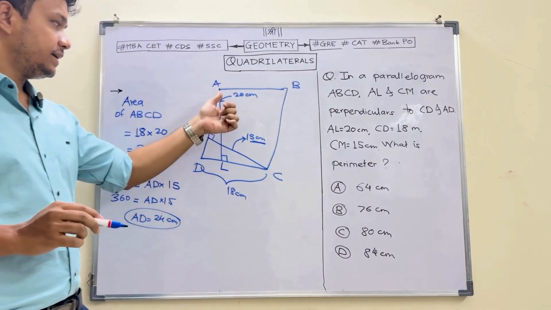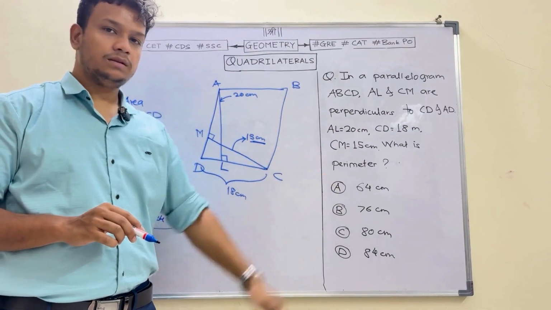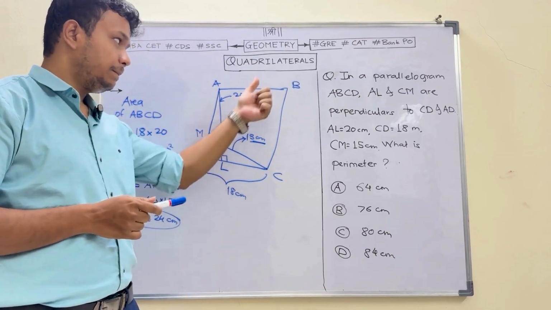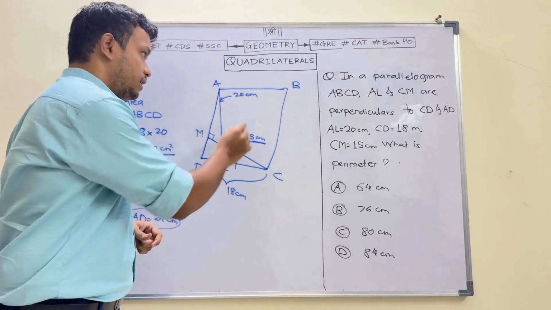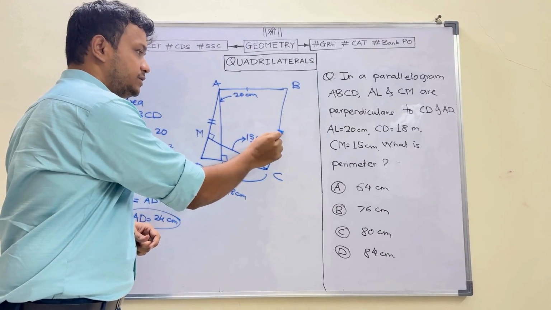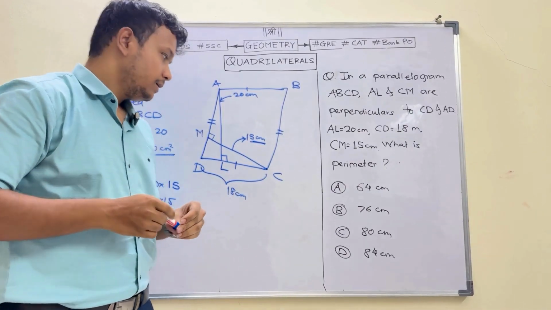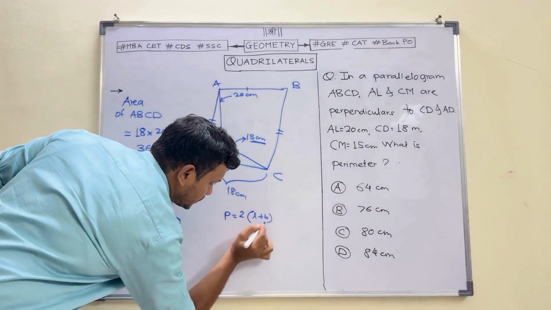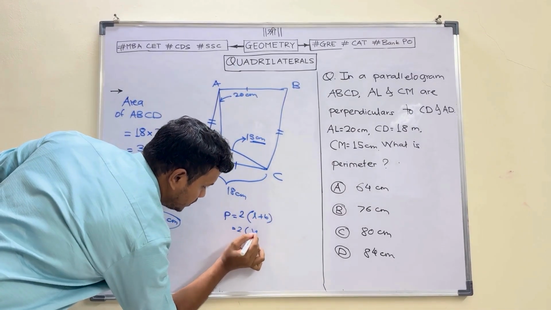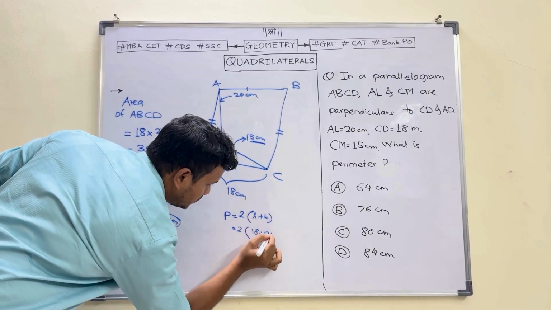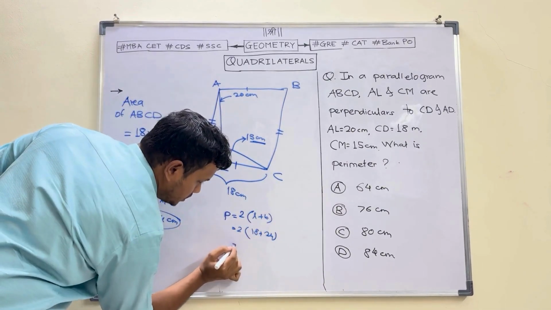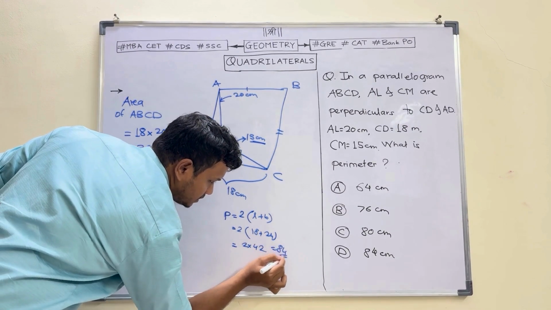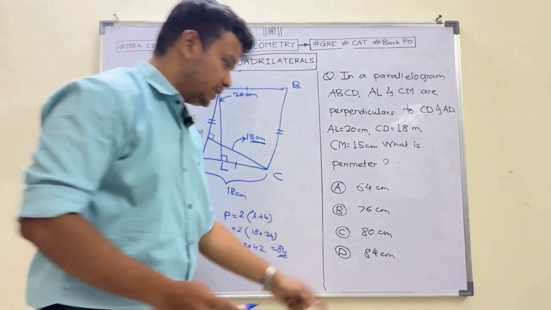So now we got another side. What is the question? The perimeter of the parallelogram. In a parallelogram we know opposite sides are parallel and equal, correct? So CD and AB should be equal. AD and BC should be equal. So how can we compute perimeter? Perimeter should be 2 into L plus B, correct? So I'll put the 18 value here, one of the sides. The other side is 24, which we got now. So what will be my total perimeter? It will be 2 into 42, which is 84 centimeters, correct? Which is my option D here.